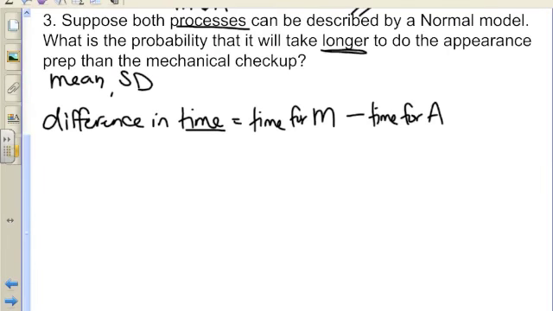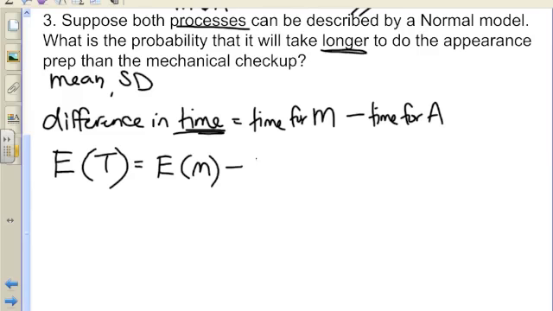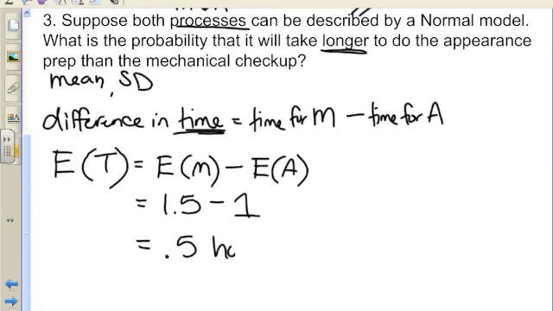I'll actually help you get started on the mean, or the expected value. I'm going to call this T for time. I would just take the expected value for the time it takes to do mechanical, and I would subtract the expected value for the time it takes to do the appearance. So we read above, it takes about 1.5 hours to do the mechanical, minus it takes 1 hour on average to do the appearance. So we have an expected value of 0.5, and this is in hours. You can actually do this story problem in minutes, and it will work out just fine.